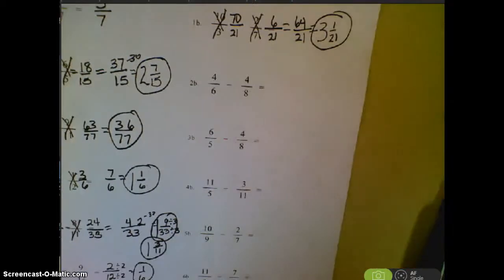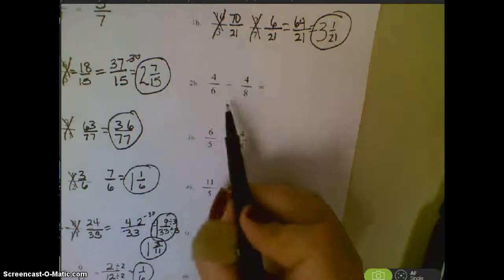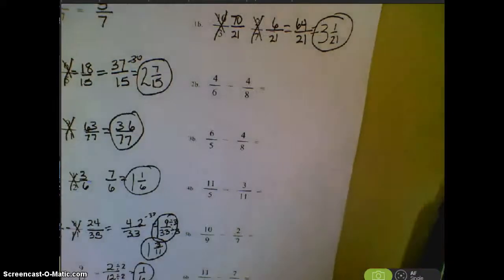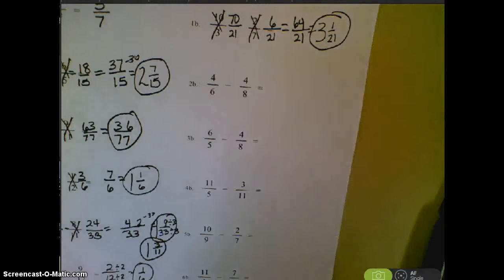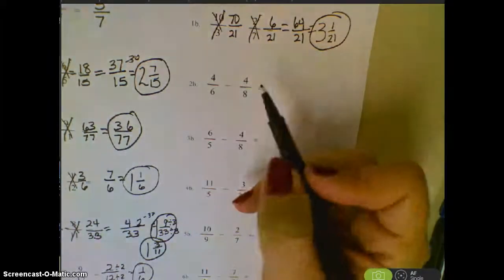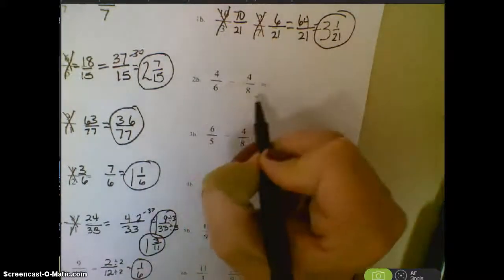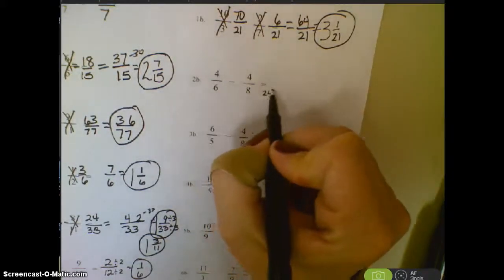Here, a common denominator. Let's go with trying to, because I can reduce them too. I don't know if that would help us though or not. Let's go up instead. And we'll multiply this. I'm looking at 24 as a common denominator.